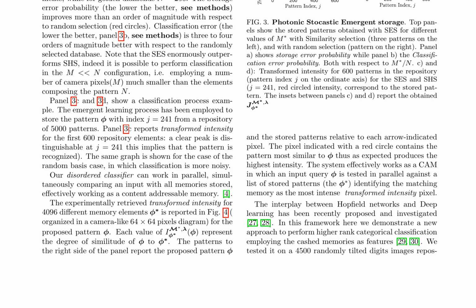The authors demonstrate the potential of SES in Figure 3, showing that SES greatly outperforms the random selection approach, with an order of magnitude improvement in storage error probability and 3 to 4 orders of magnitude improvement in classification error. They also demonstrate the emergent learning process, showing that the system can work as a content addressable memory, simultaneously comparing an input with all memories stored.